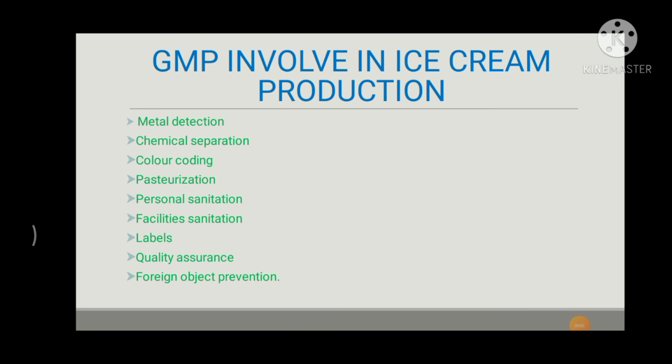Next is GMP that is involved in ice cream production. First is metal detection. Metal detection is used to control the physical hazard of metal. If metal is detected, the line will stop and the alarm will sound as a notification to begin the investigation into the sources. Second is chemical separation.